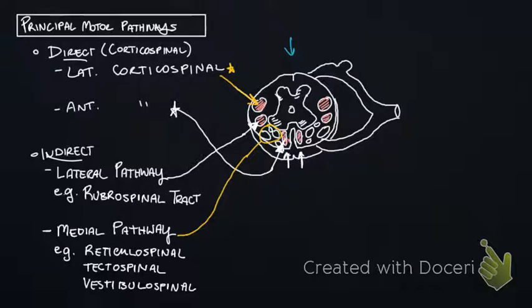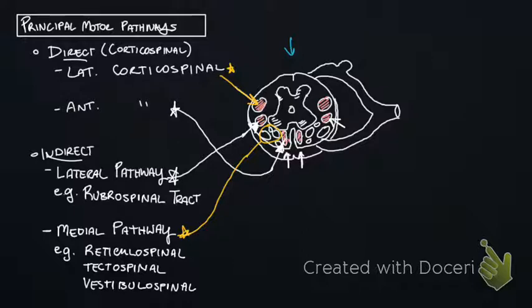Then the indirect has either lateral pathways or medial pathways. The lateral pathways, specifically the rubrospinal tract, deals with precise, discrete movements and tone of flexor muscles. And we can see those here, and then also here. The medial pathway is a group of them. Reticulospinal, it's circled there in yellow. Reticulospinal pathway, medial pathway, it deals with or helps with trunk and proximal limb muscle tone.